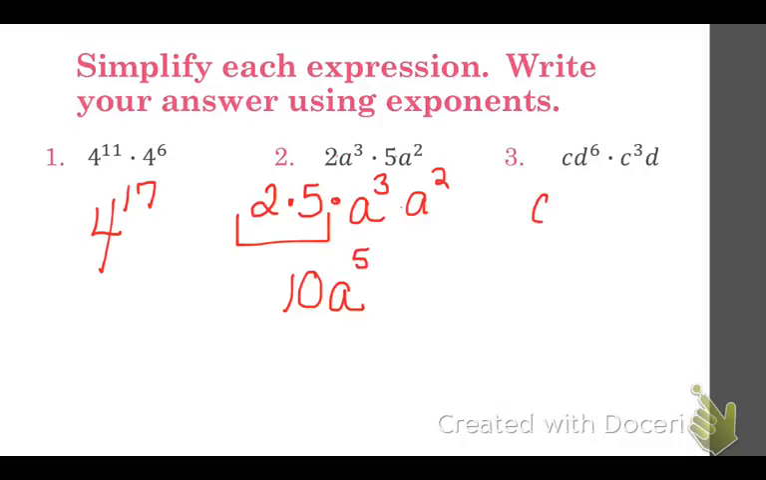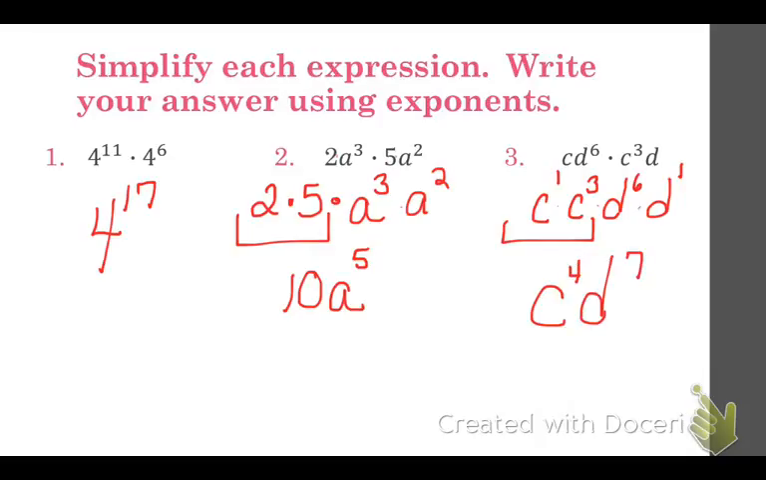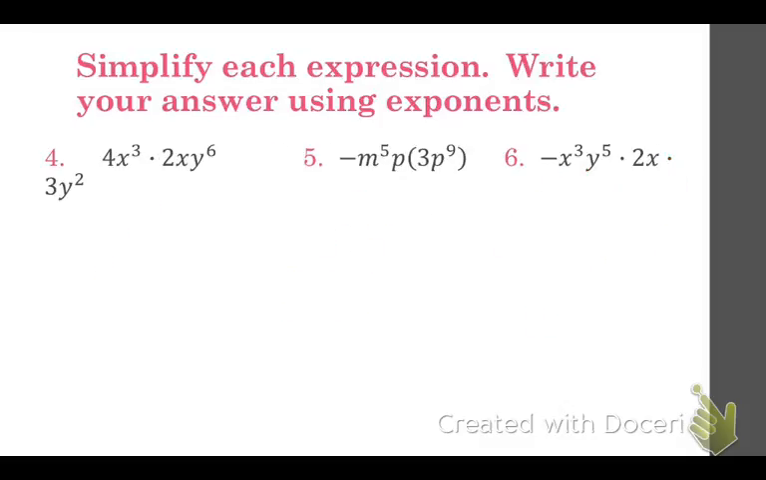Number 3, if I rewrite this, c times c cubed times d to the 6th times d, and c would be the same as c to the 1st. So this gives me c to the 4th power, d to the 7th power. Notice I put my variables in alphabetical order. That's one of those things that we do in algebra to make our lives easier.